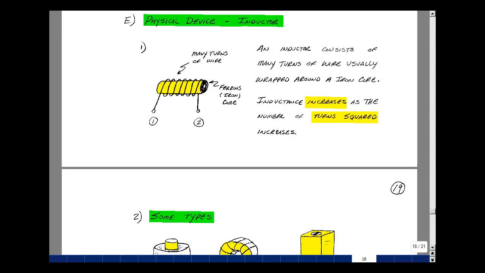An inductor usually consists of many turns of wire, usually around an iron core. The inductance increases as the number of turns squared, so we get quite an increase as we add each turn.